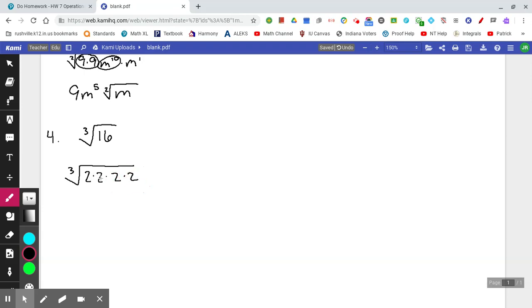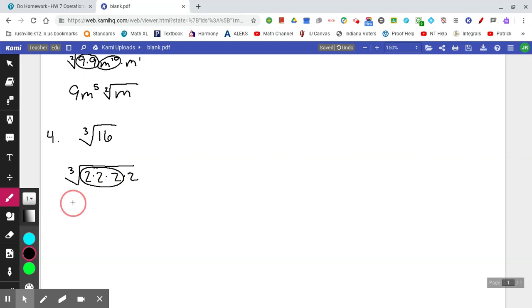2 times 2 is 4. 4 times 2 is 8. 8 times 2 is 16. So this time my index is 3, which means I'm not looking for groups of 2. I'm looking for groups of 3. So I have 3 2's. I'm going to circle those up.